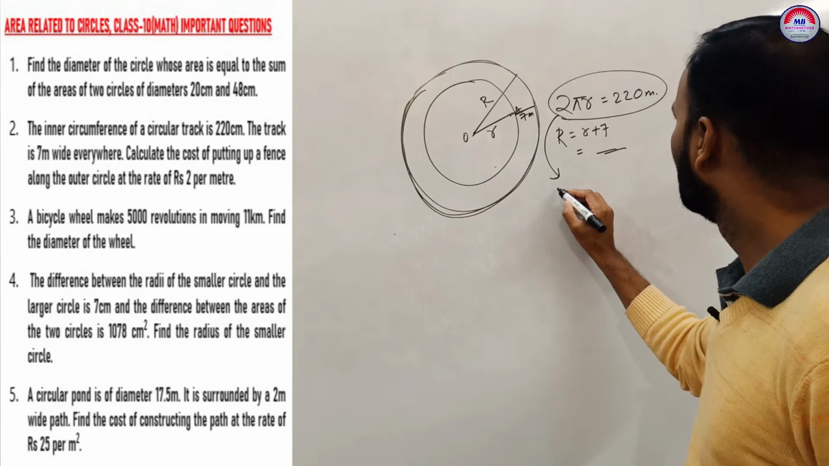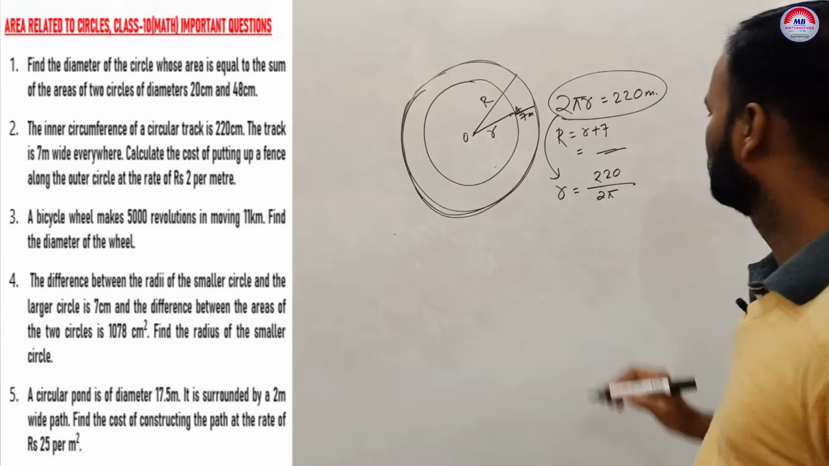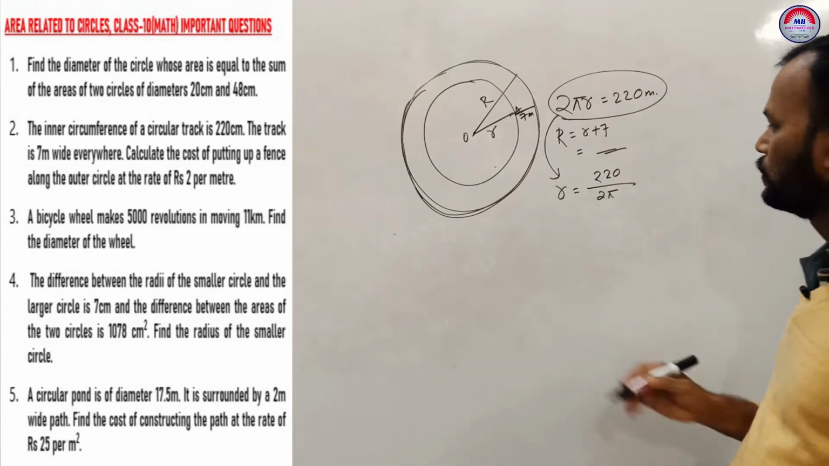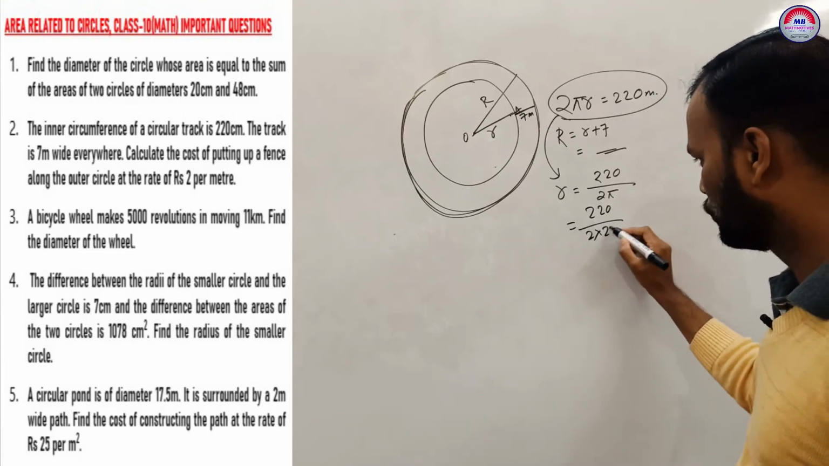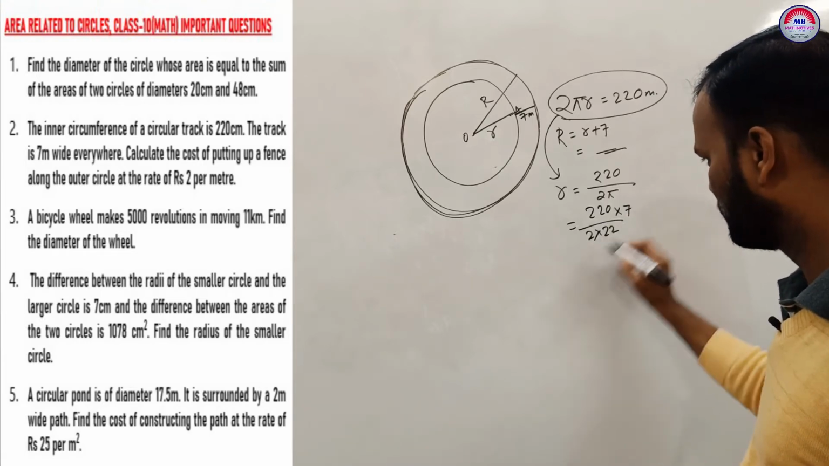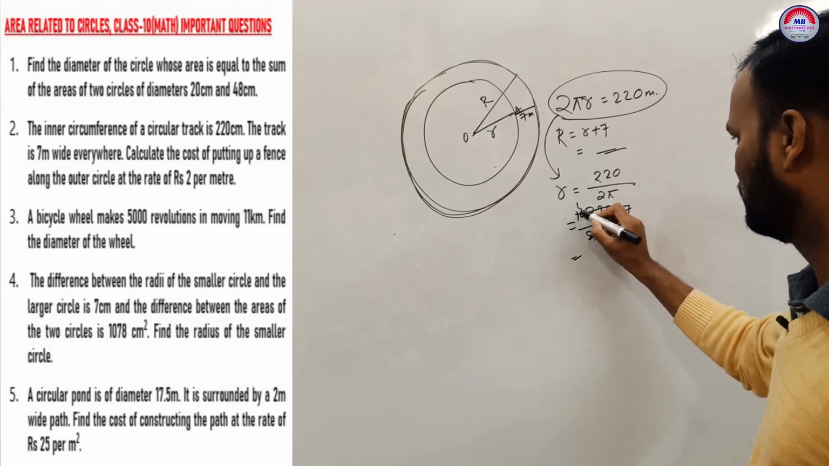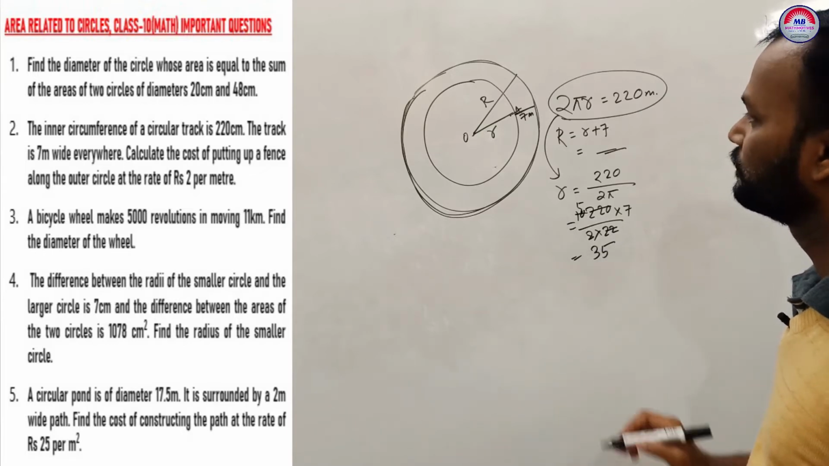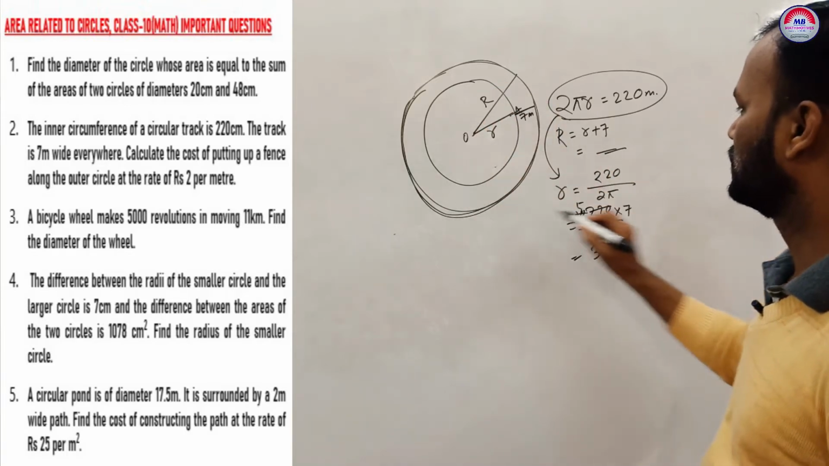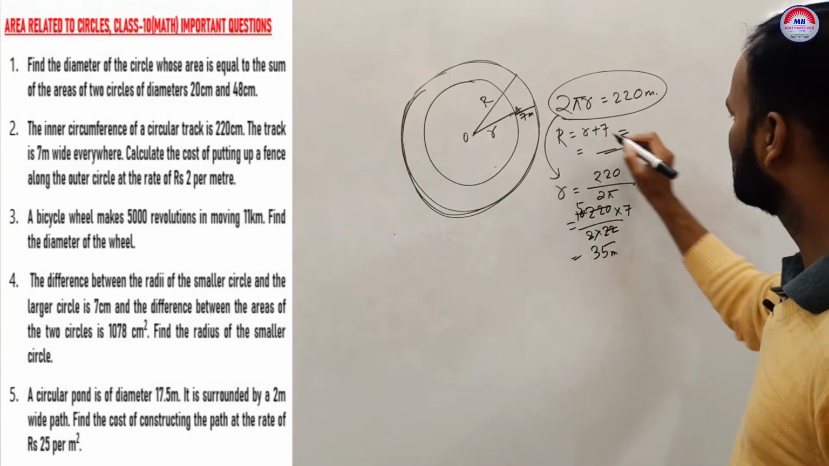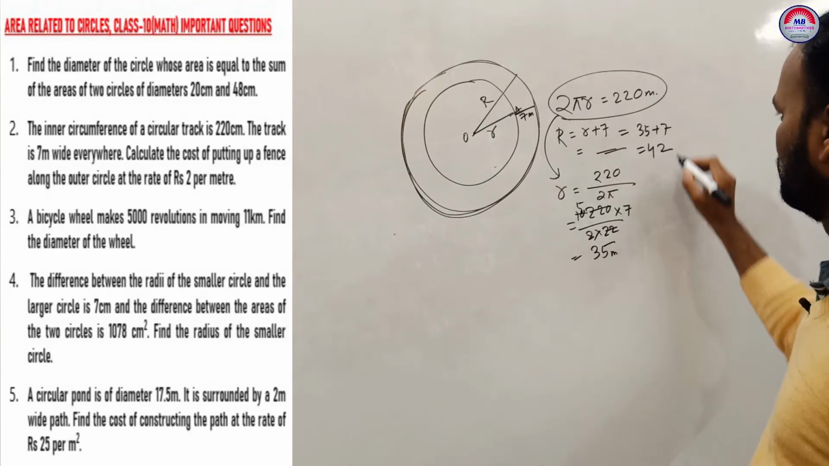Now you see, r will be 220 divided by 2 pi. That is 220 divided by 2 into the value of pi, which is 22 by 7. Dividing by 7 means we can multiply here by 7. See, 10, this is 5, so 35 meter. 35 meter is the radius of the inner circle. The radius of the outer circle will be 35 plus 7, that is 42 meter.